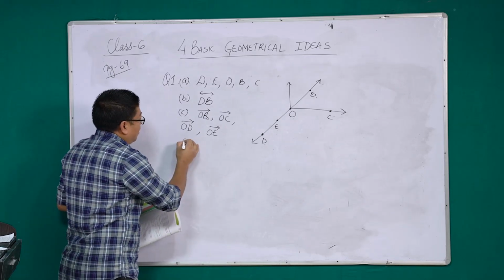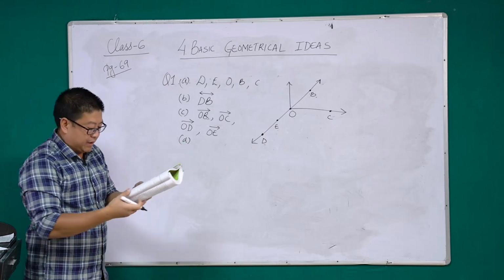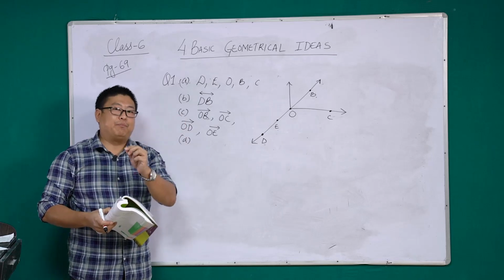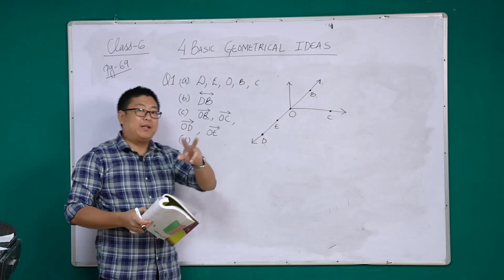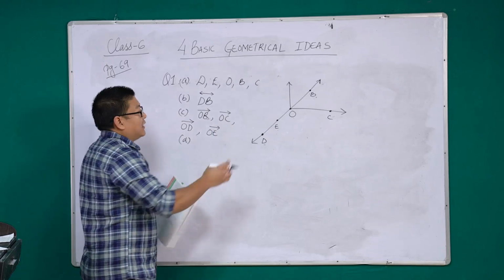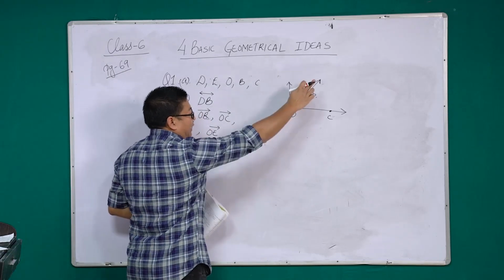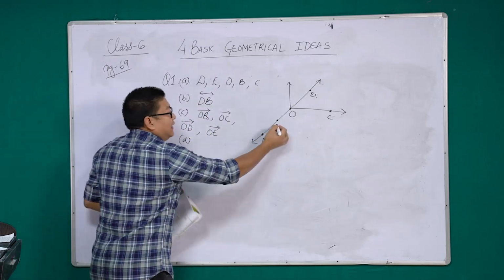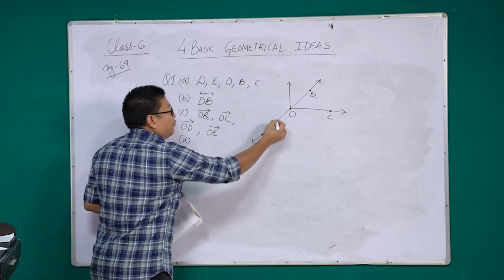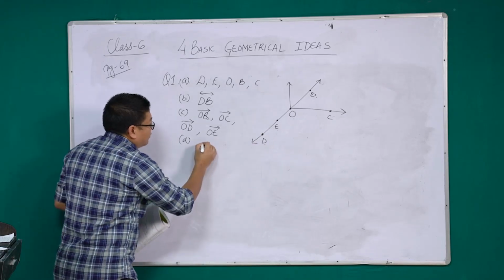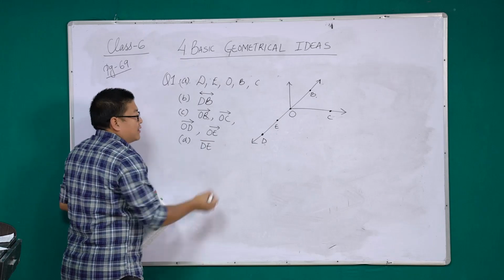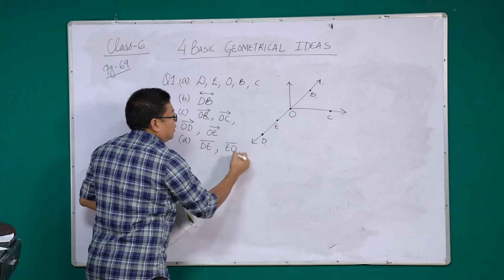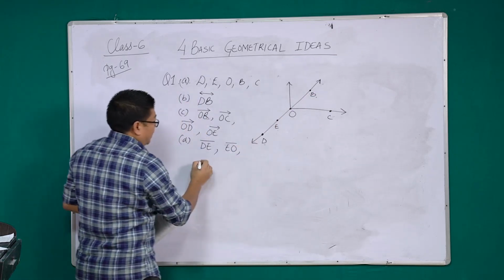Next, they're asking us for 5 line segments. Now, line segments means with fixed endpoints. A line segment can be formed only with 2 points, right? So, let's look at this line first, DB. If you consider this endpoint and this endpoint, DE becomes a line segment because 2 fixed endpoints are there. So, we are going to first write DE, line segment. EO can also be another line segment. In the same way, D and B can also be another line segment.